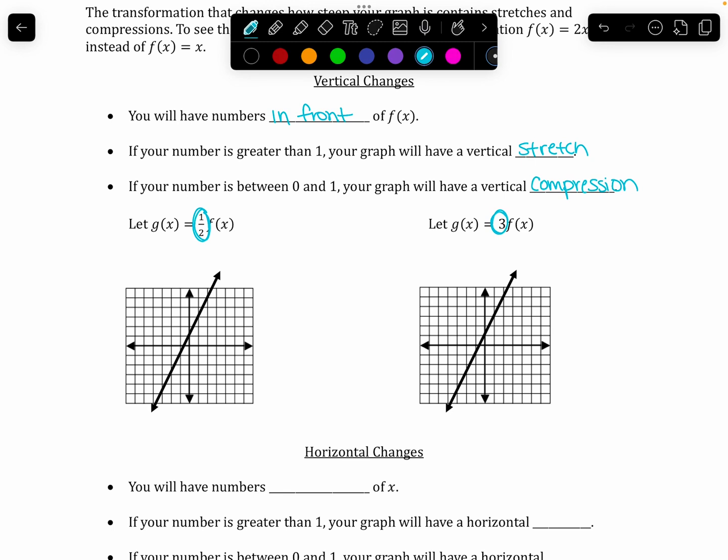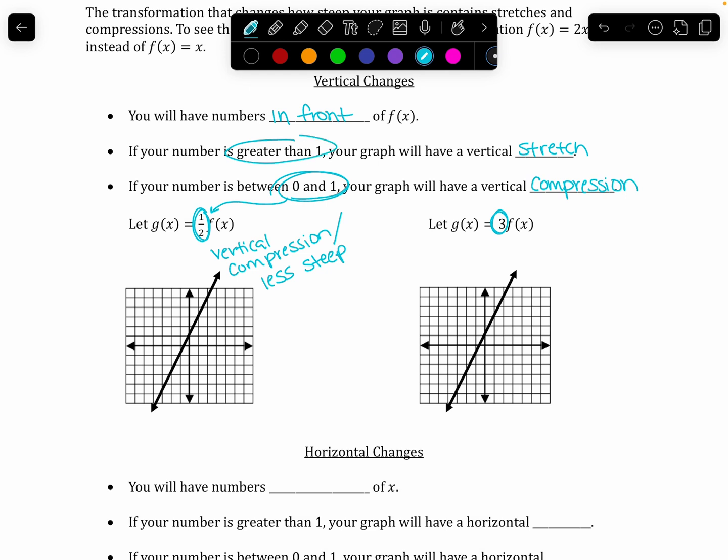So if we go back, remember I said a vertical compression will have a number between 0 and 1, and 1/2 is between 0 and 1. I'm not going to graph it on here. You can graph it on here if you would like, but just know that this is going to be a vertical compression, this is also going to be less steep. Your graph has gotten less steep over time.